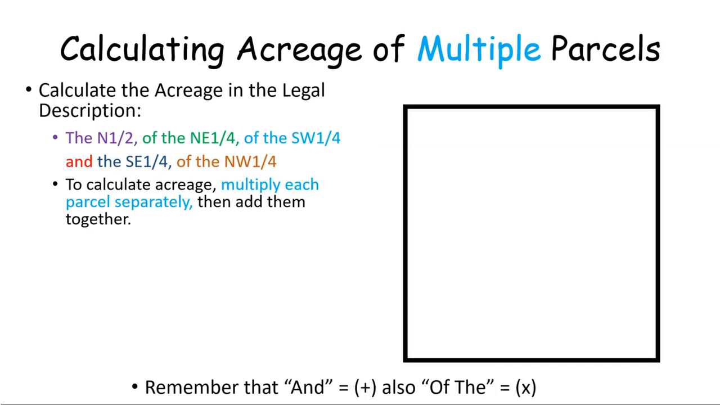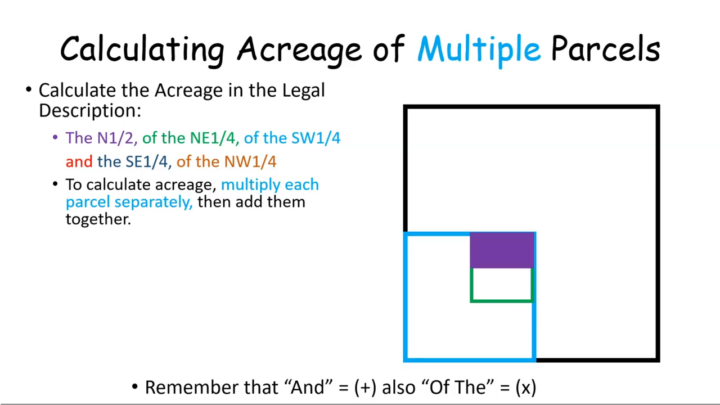How do we do it? All right, we're going to multiply each parcel separately and then add them together. Before you start freaking out, remember, color-coded, and we're going to go from right to left. We have one big parcel, 640 acres. How do we calculate that into the southwest 1/4? Well, we just flat out shade it. Southwest 1/4. Then we took the northeast 1/4 of that. Then we cut that in half, and we have the north half there.